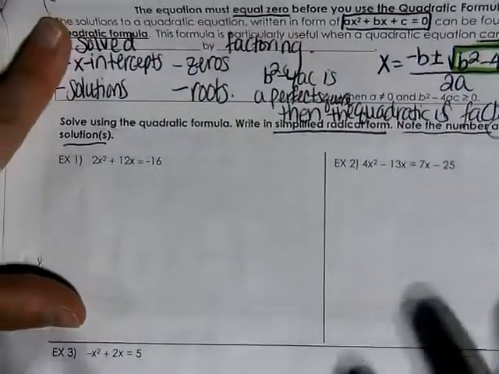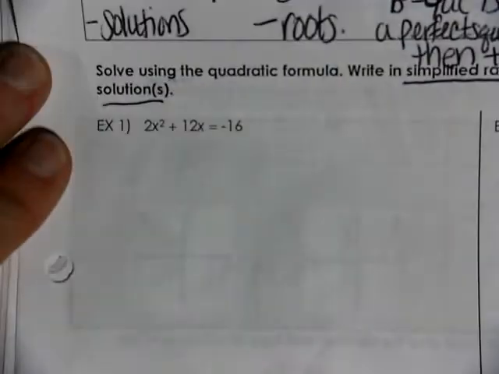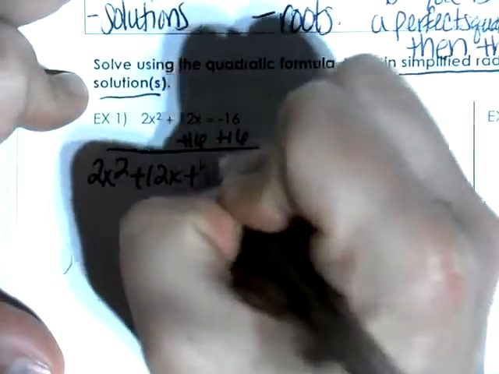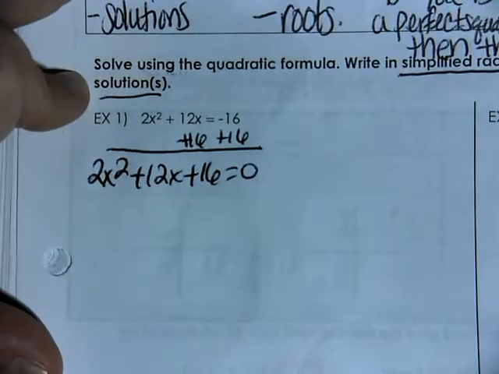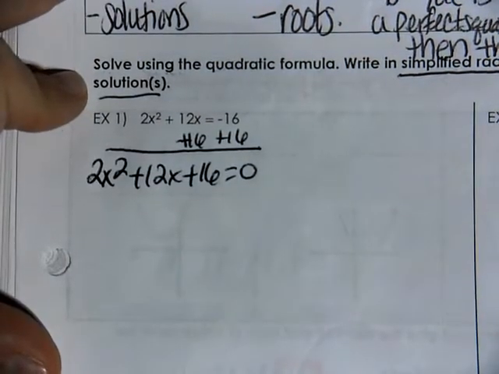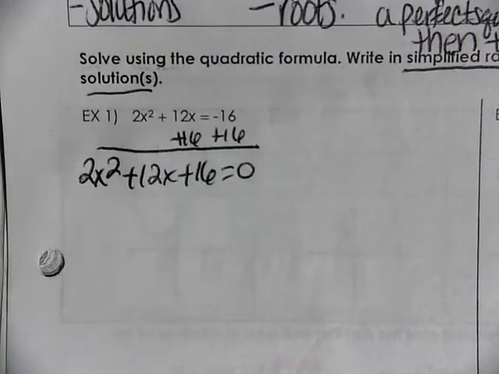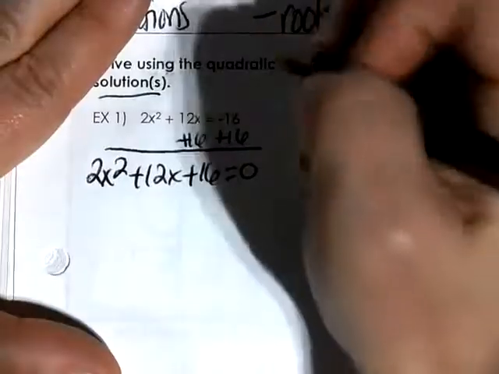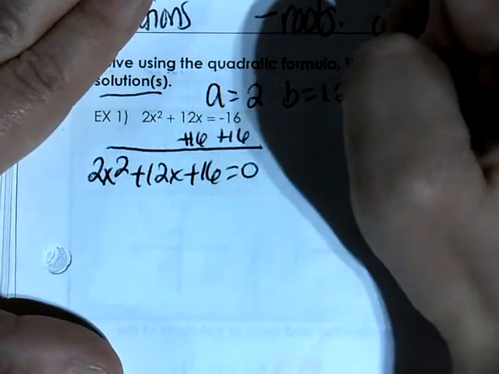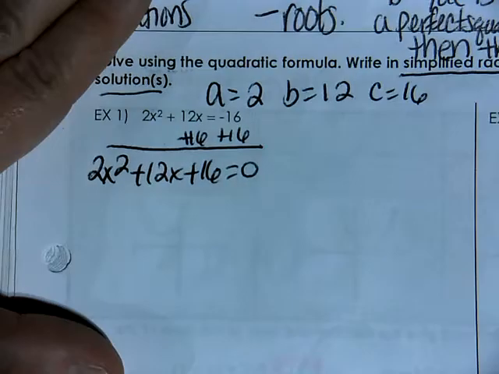So remember, all quadratic equations have to equal 0. They have to. That means I need to bring 16 to the other side by adding 16 to both sides. When you do that, you end up with 2x squared plus 12x plus 16 equals 0. Now I'm going to use the quadratic formula. To use it, I need to identify what a equals, what b equals, and what c equals. In this problem, my a value is 2, my b value is 12, my c value is 16.